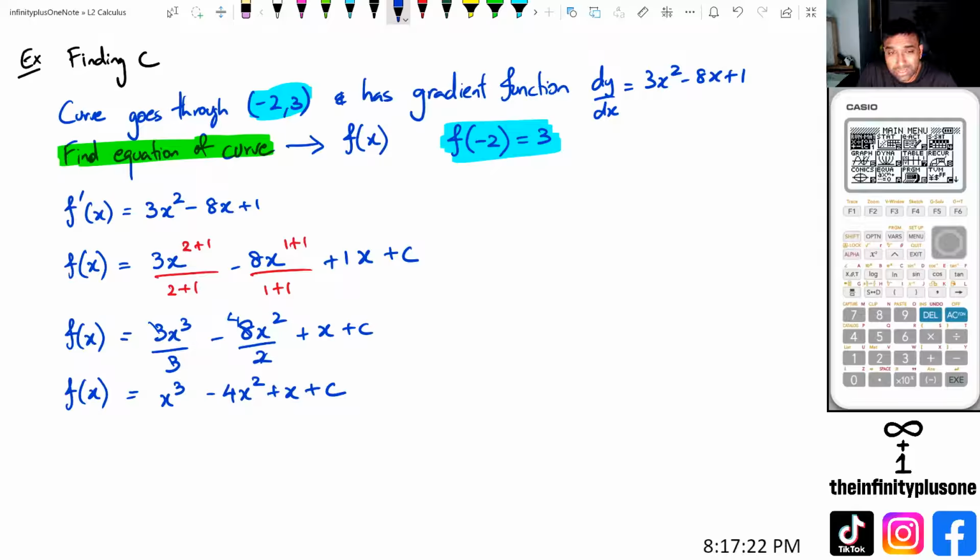Now I need to figure out what the c value is, and to figure out what the c value is, I am going to use this. F of negative 2 is equal to 3. So that means I can write down 3 equals, wherever x is, I'm going to put negative 2 cubed minus 4 times negative 2 squared plus negative 2 plus c. So when I do this, I'm going to get minus 8 minus 16 minus 2 plus c. So basically I'm getting 3 equals negative 26 plus c.